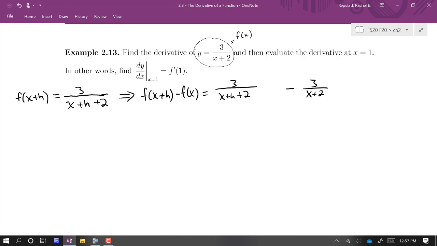So what we need to do is some algebra, and we want to write this as a single fraction. We have to be careful with our algebra, and we need to understand that x plus h plus 2 and x plus 2 have no common factors. No common factors at all. So if I want to get a common denominator, I've got to multiply the first fraction on the top and the bottom by x plus 2. And the second fraction, I have to multiply the top and the bottom by x plus h plus 2.